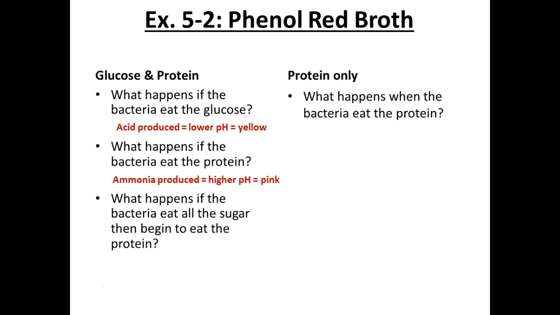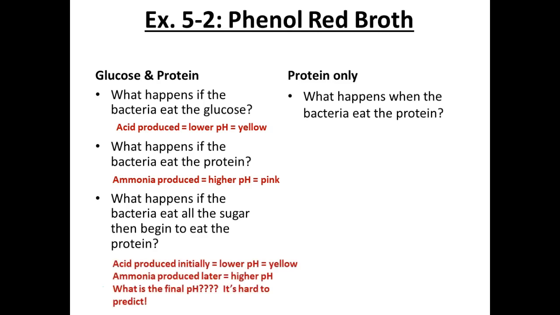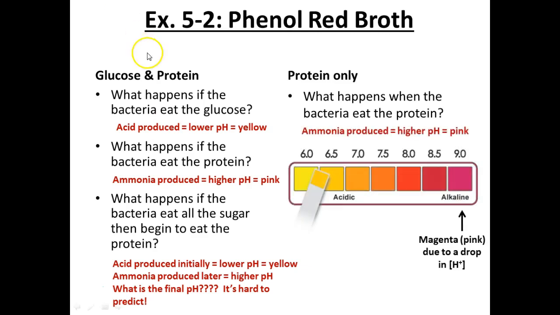Ooh, this is a tricky one. What happens if the bacteria eat all the sugar, then begin to eat the protein? So the sugar is going to turn yellow, and then when they start eating the protein, it's going to start turning orange, because that's in between yellow and pink. And it really depends on where the final pH is as to what color it'll be.